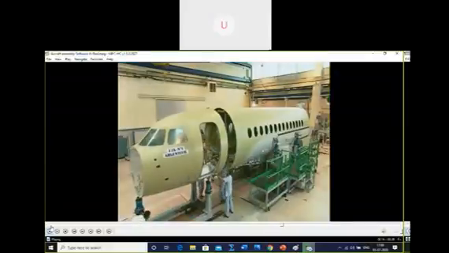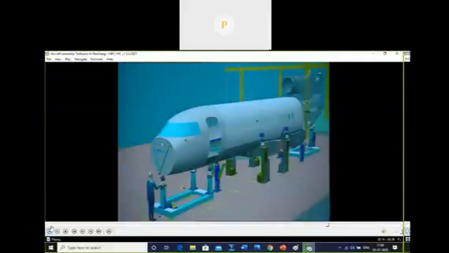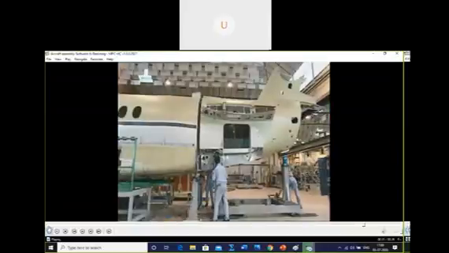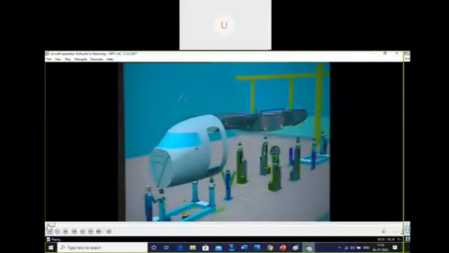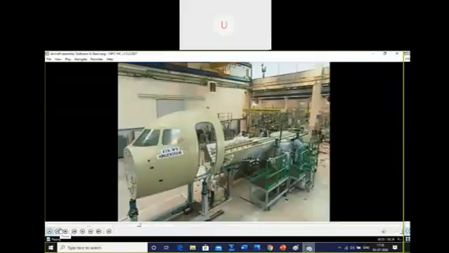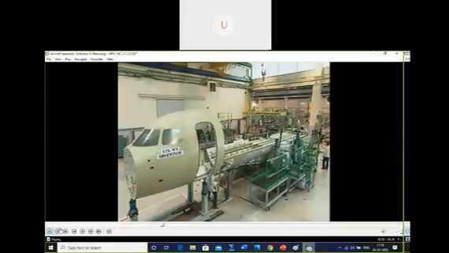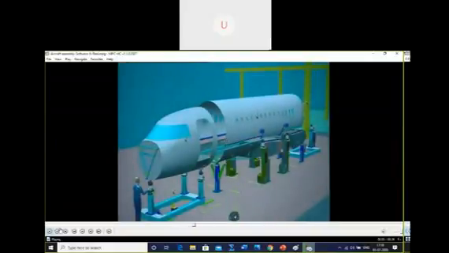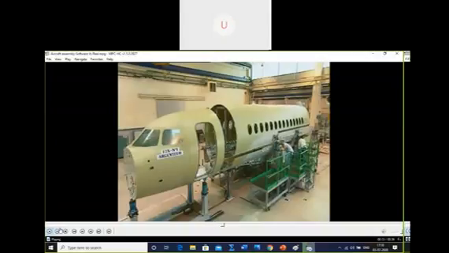See the difference here. When there were no such effective CAD tools or virtual reality tools, they used to do the fit and interference checking physically. So side by side, I'm showing the way they used to do fit and interference checking physically long back, but the same thing they are doing now digitally.